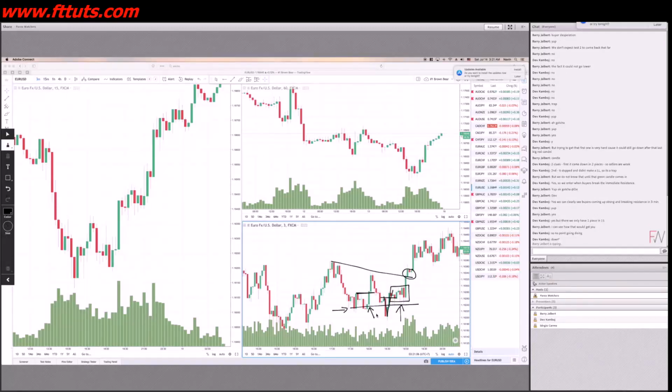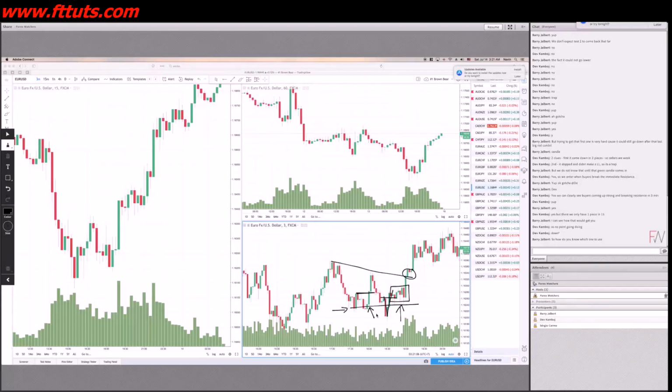Okay. Dave, yes, but there we have only one piece in the 15. Exactly. So that's why you have to be very, very careful: you only come down to the 3 once you're almost certain that this is your moment to buy it. What else tells you a clue that this is your moment to buy it?